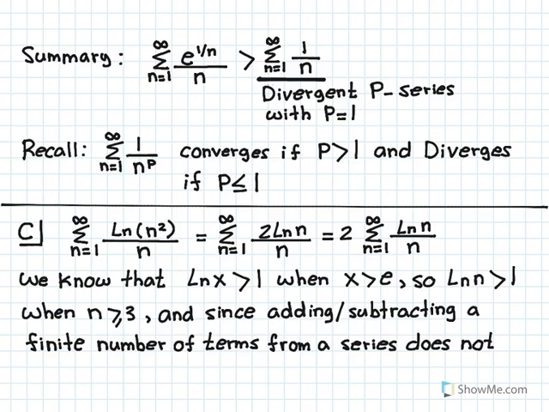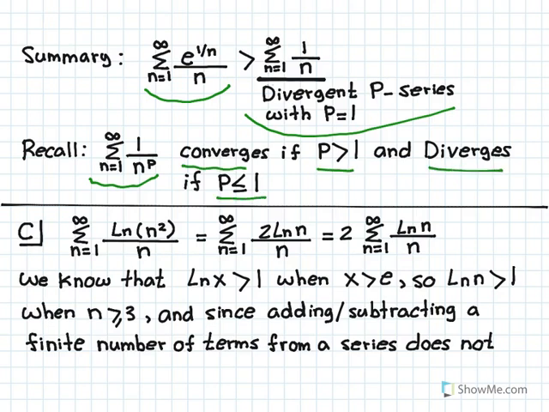So the summary is summation n equals 1 to infinity e to the power of 1 over n divided by n is larger than summation n equals 1 to infinity 1 over n. And the series on the right, the comparison series, is a divergent p-series with p equals 1. Recall the theory, summation n equals 1 to infinity 1 divided by n to the p converges if p is greater than 1 and diverges if p is less than or equal to 1.